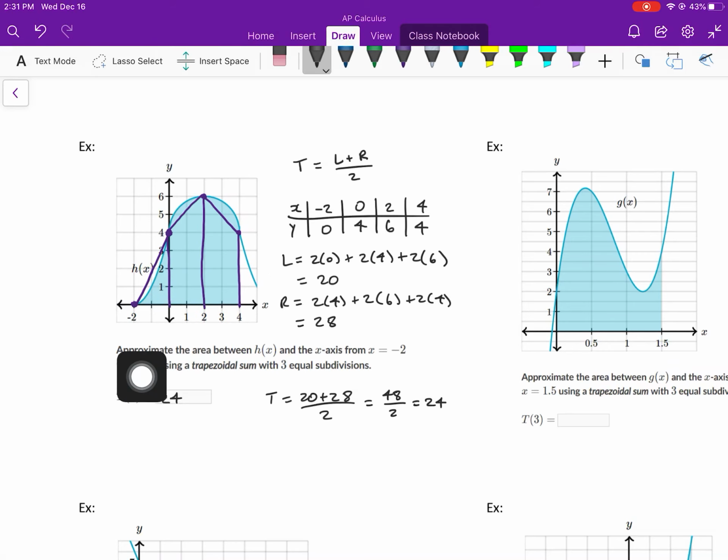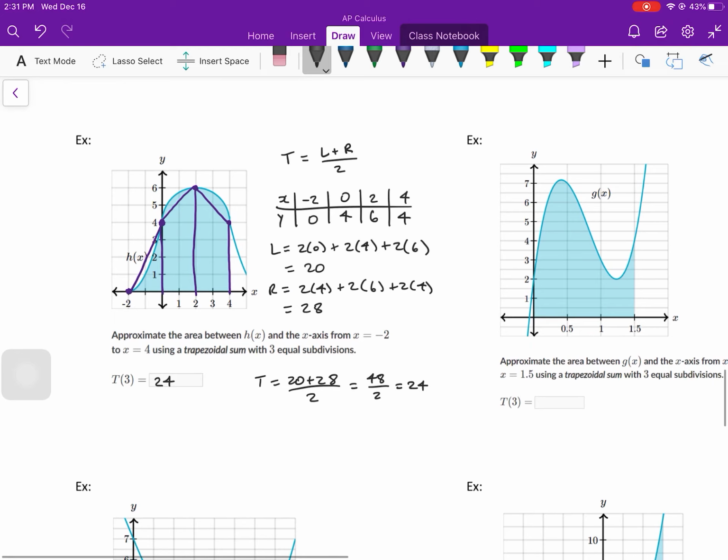Geometrically, this is what's going on. That's the area we found, which looks to be like a slight under approximation. And the way we actually tell if it's an over or under, which we don't have to do, is the second derivative, though. There is a way to tell, and it's using the second derivative. Okay, so that's the trapezoid.